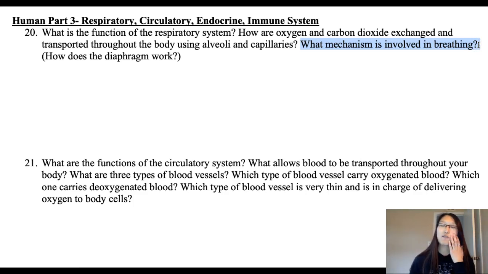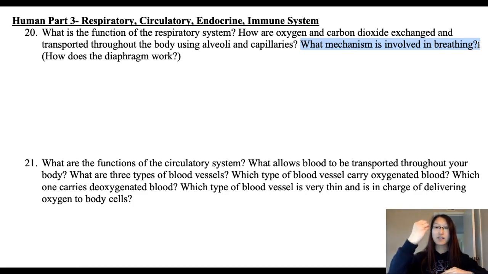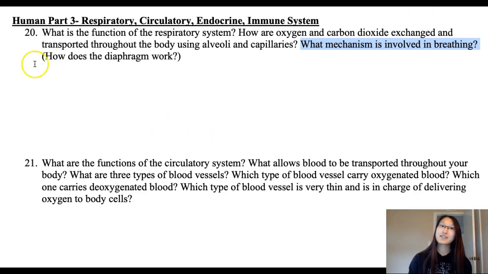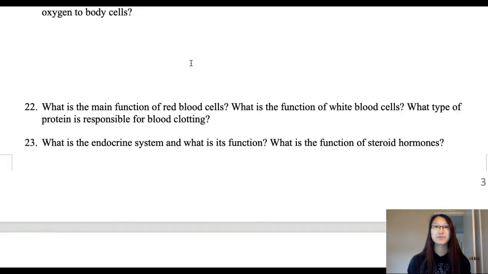What mechanisms are involved in breathing? So breathing involves something called the diaphragm. The diaphragm is basically a large membrane, a large structure right under your lung, and as the diaphragm goes up and down, it allows you to breathe in and out. So when the diaphragm goes up, it pushes the air out of your body to allow you to breathe out, and when the diaphragm goes down, it allows air to be sucked into your body so that you're breathing in. This is the same question as this one right here.